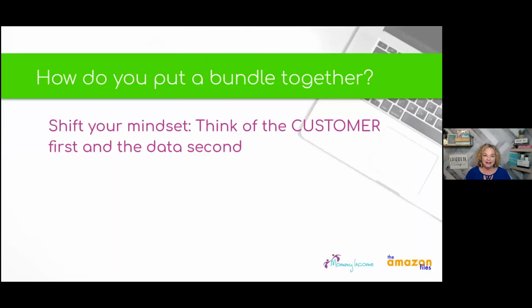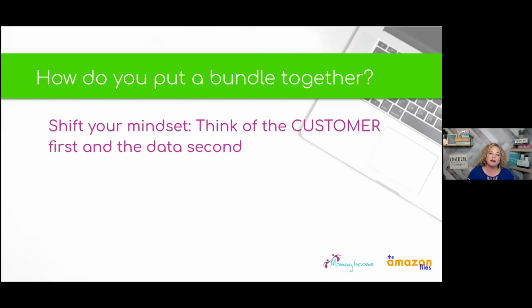How do you put a bundle together? Shift your mindset first. I thought you thought I was going to jump right into the how-to, right? I am. This is the how-to. Ready? Shift your mindset. How many of you are retail arbitragers who have gone out with your phone to scan something? When you scan that item, is the customer the first thing you think about ever? Be honest. What's the first thing you look at when you scan a barcode? Profit. You're not thinking about the customer. You're thinking about, can I make money on this widget or not, right?